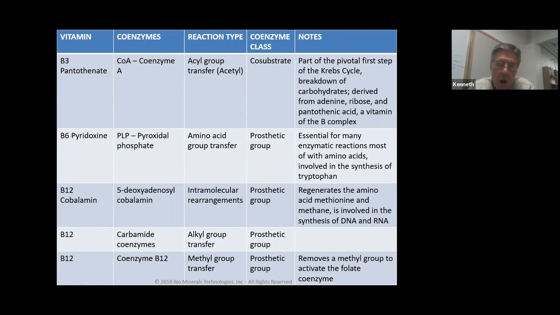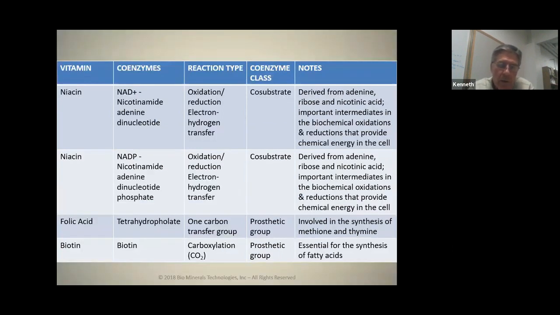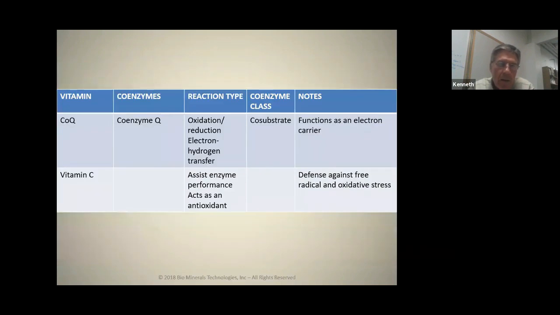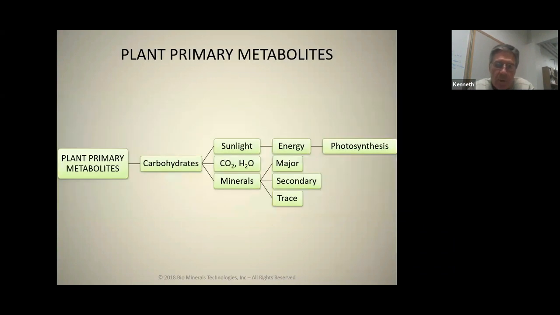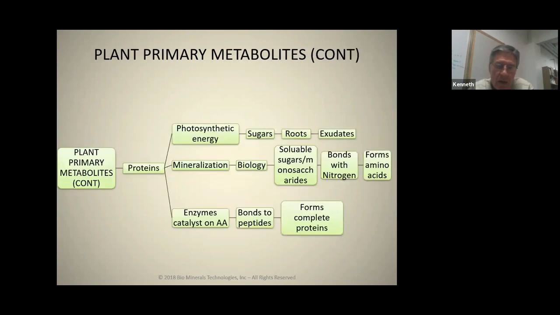You can look up all of the minerals, all of the enzymes, all of the functions, and you can go on and on and on looking at how things are put together, how things are run, and what products are produced. So when you go into plant primary metabolites, you have carbohydrates first. They come from sun, carbon, oxygen, hydrogen. There's some mineral, and we have all kinds of sugar formations. It's just a marvelous process.